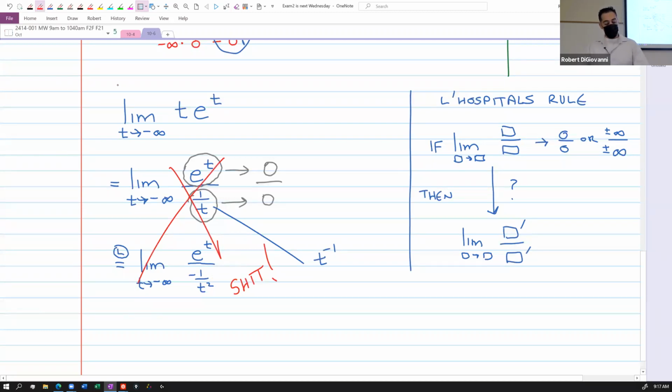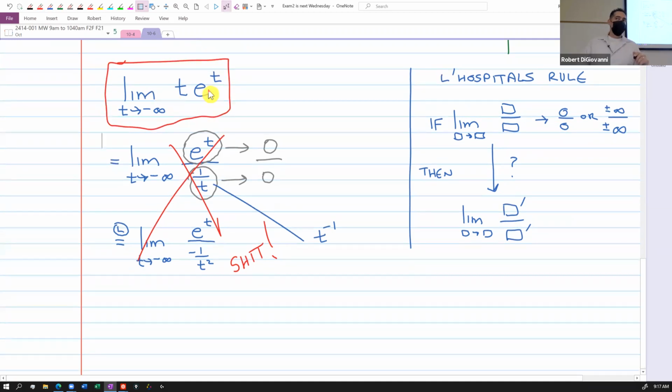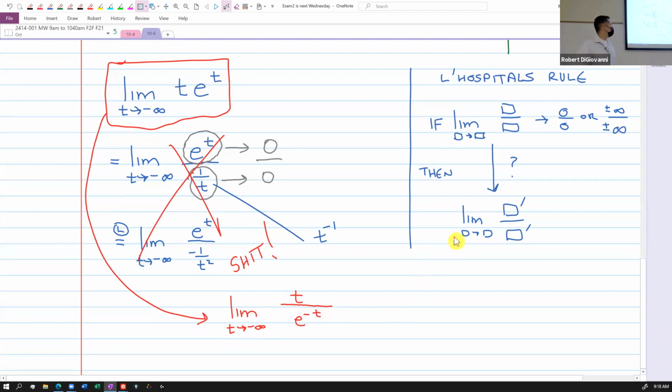So instead of dropping the t down, and I'll be honest, I would have wanted to drop the t, because the t makes the most sense. But if we drop the e to the t instead, think about what the derivative of the top will be. If we leave the t on top, then the derivative of that t is just going to be 1. So let's redo it here. I'm going to leave the t on top, and when you drop e to the t to the bottom, I'm going to write it as e to the negative t. Is that all right? That's the same as e to the t on top.